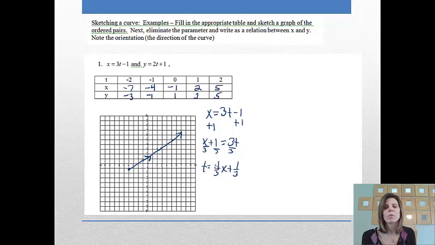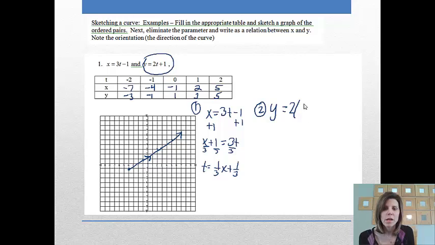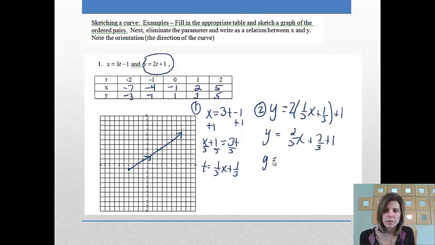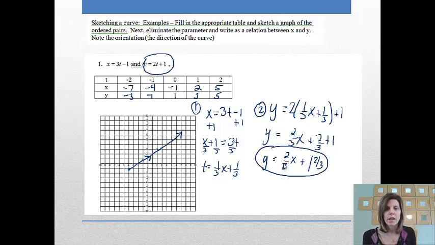Okay, so once we do that, that's step 1. Step 2 is to plug t into the second equation. So now we're going to go into the second equation, plug t in. So we'll get y equals 2 times (1/3 x plus 1/3) plus 1. So if I distribute, I'll get y equals 2/3 x plus 2/3 plus 1. And if I combine like terms there, I'll get y equals 2/3 x plus 1 2/3. So that's what my equation would look like if I eliminated the parameter.